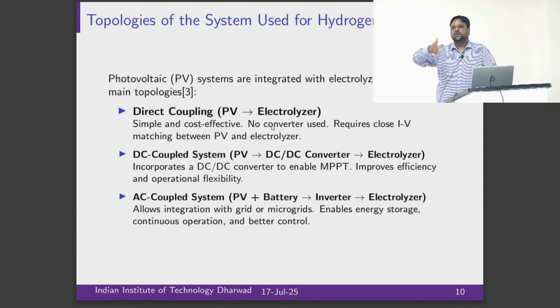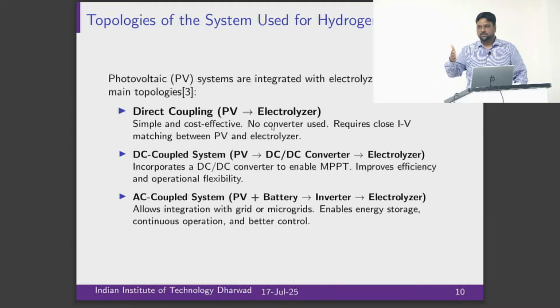So at that point of common coupling, power becomes AC, because it is connected to the grid. So that AC you bring, and downstream you convert it from AC to DC, and after AC to DC also, if the voltage level is not okay, you might end up using another DC-DC buck converter for the electrolyzer use. So it enables energy storage, continuous operation, and better control.